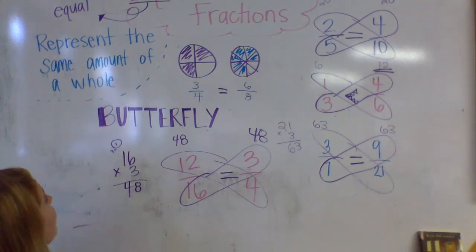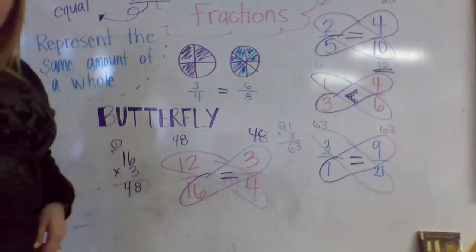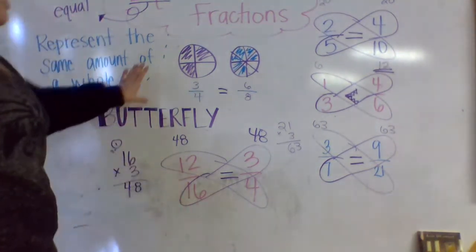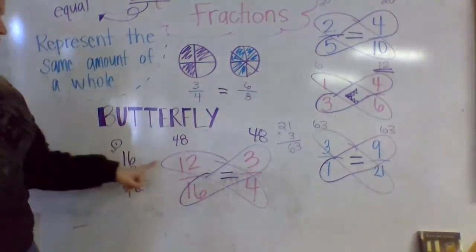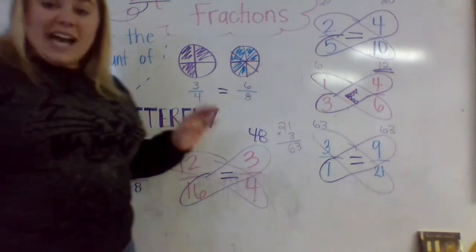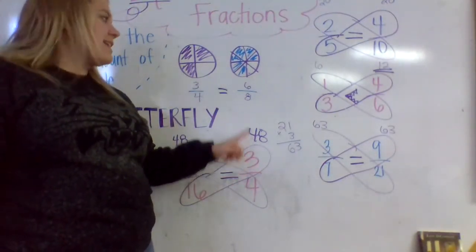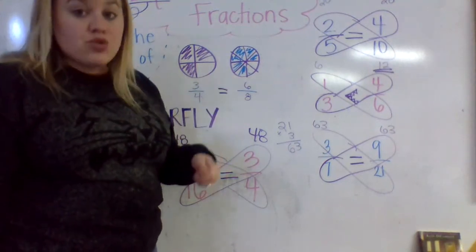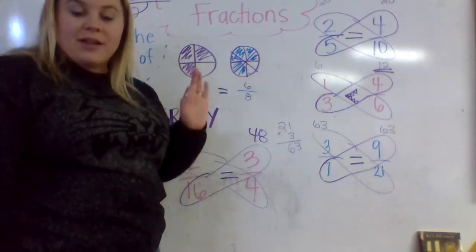So equivalent fractions represent the same amount of a whole even if their numerators and denominators are different. You can use models, but models are not our best. We should butterfly when we can, because that way we know multiplication is going to be exact. We don't know that we can always draw to separate wholes into fractions exactly perfect.